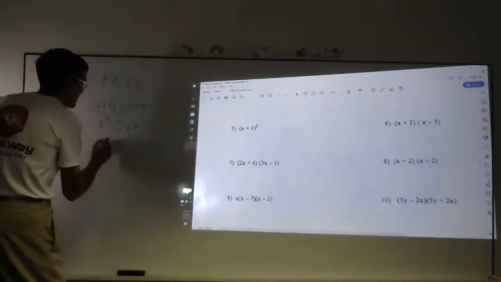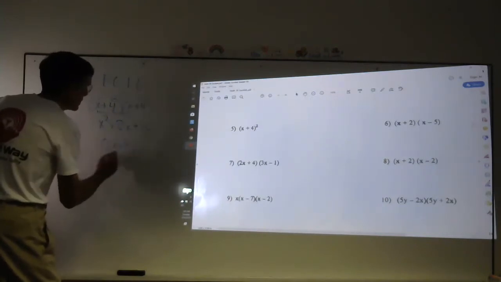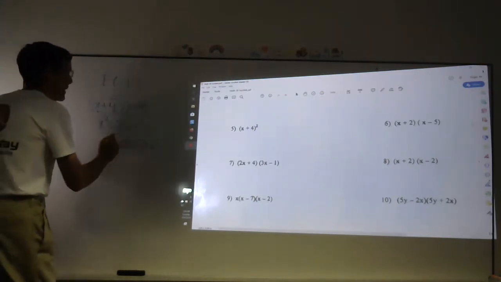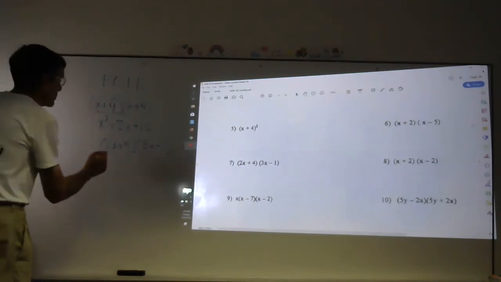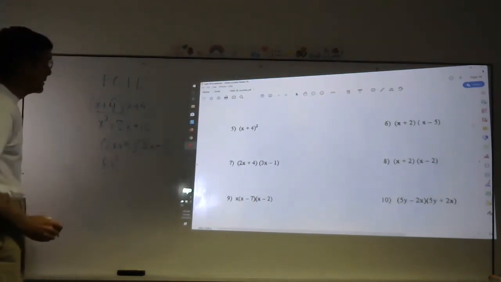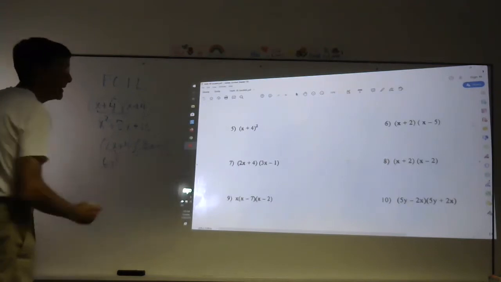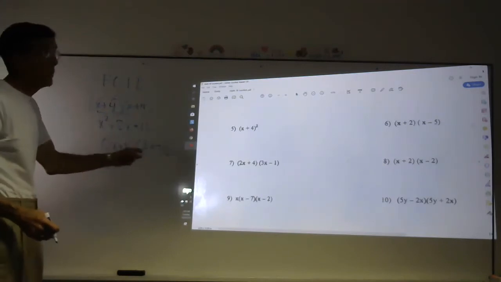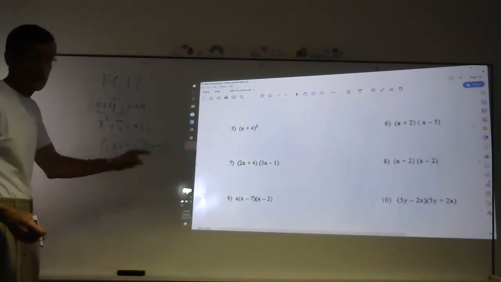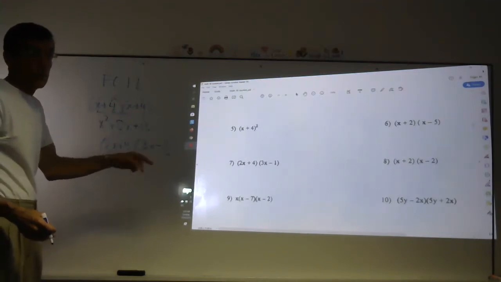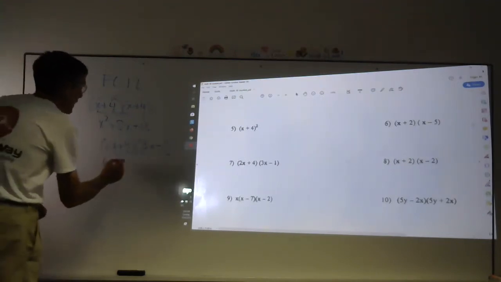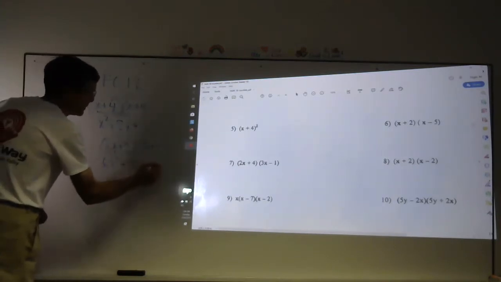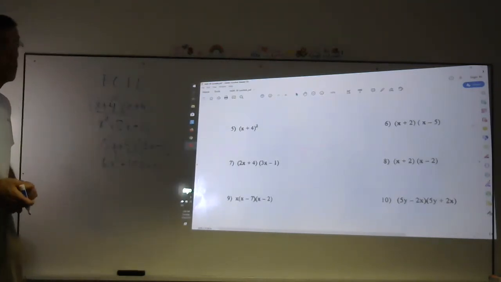Number 7, 2x plus 4 times 3x minus 1. 2x times 3x, the first terms, 6x squared. Now do the outers. Negative 2x, remember that. Do the inners, 12x and a negative 2x. 12x and negative 2. Signs are different. You got to subtract and give it the sign of the biggest, positive 10x. 4 times negative 1 for the last terms is a negative 4.